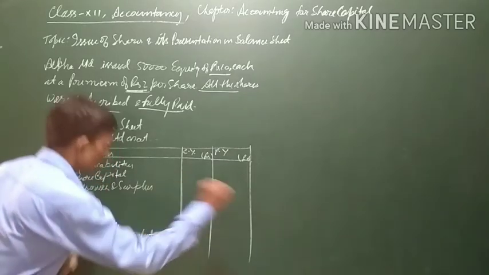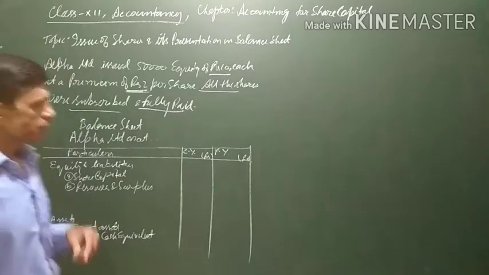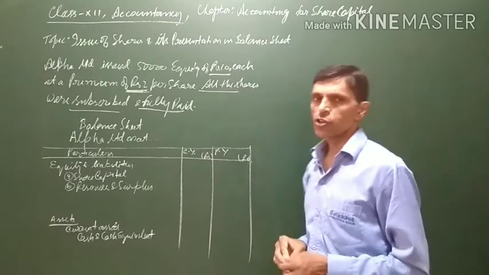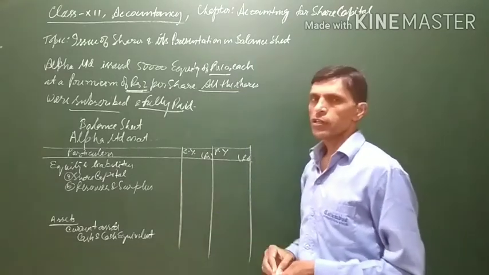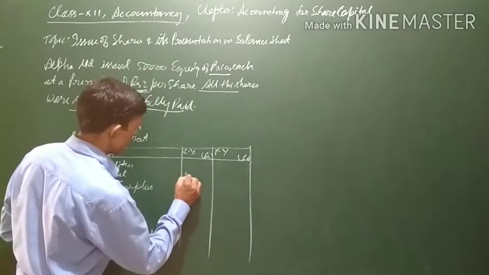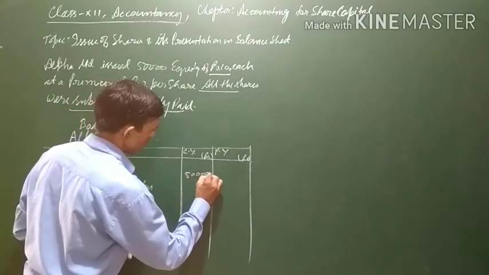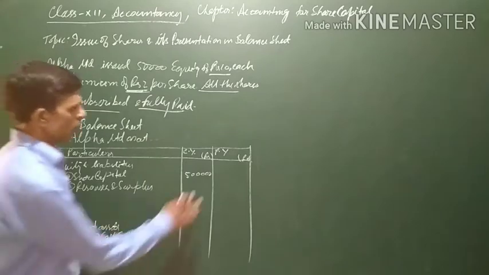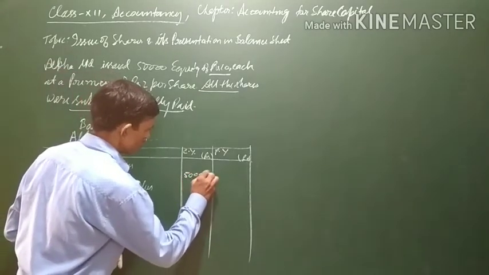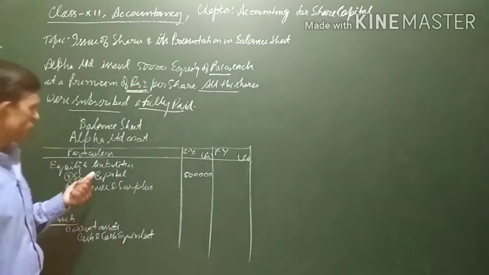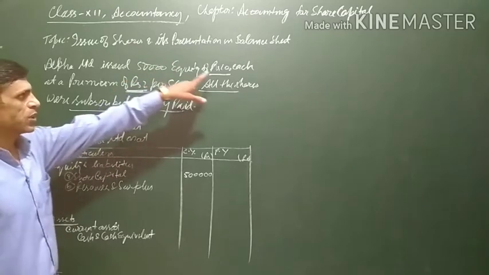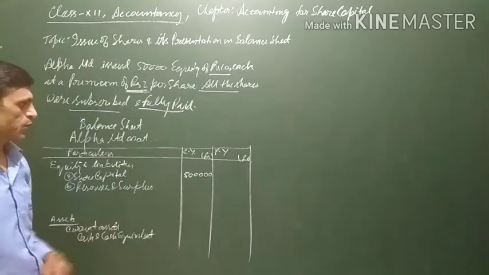Now see, total 50,000 shares are there, each of rupees 10. So in the share capital we will be writing 5 lakh, that is 5 and 5 zeros. Since all the shares are sold out, 50,000 shares into 10 rupees each comes to 5 lakh.